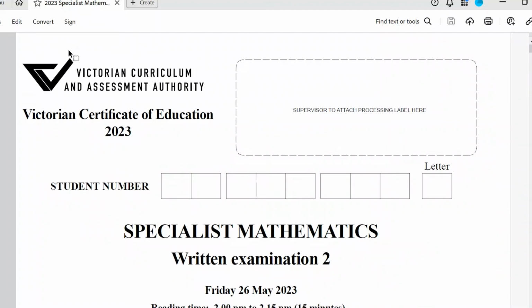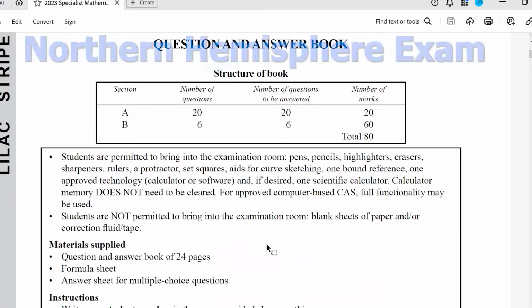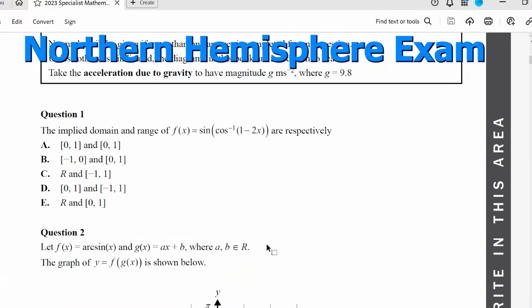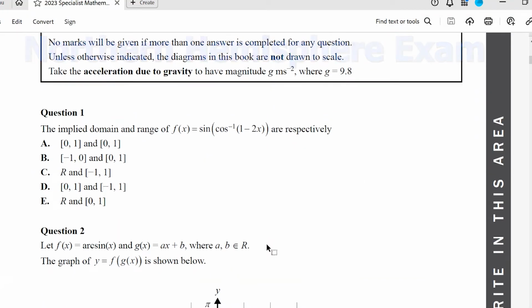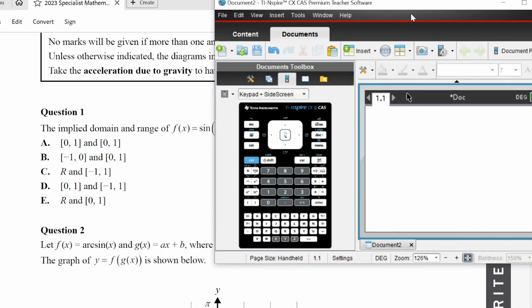Welcome. In this video, I'm going to work through the VCAA 2023 Specialist Maths exam, exam 2 from May 2023. So this is the Northern Hemisphere exam. I'm just going to do the multi-choice section, and just for fun, I'm going to do it using my CAS calculator, and I'm not going to pick up a pen or paper. Not that I recommend you do this.